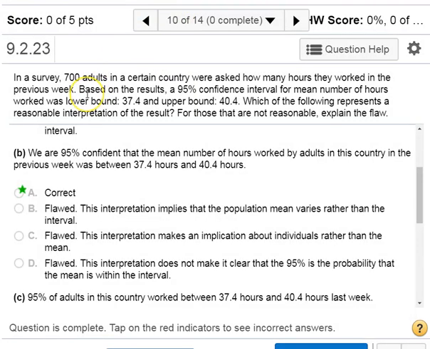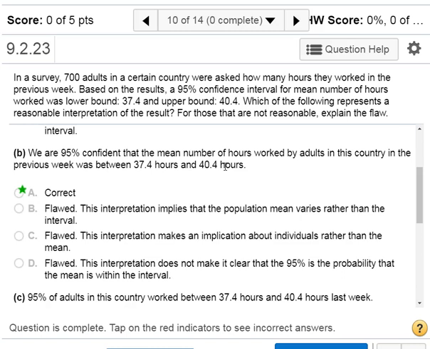Number 10 is about how to properly interpret a confidence interval. For this example, we've surveyed 700 adults in a certain country, and they were asked how many hours they worked in the previous week. Based on those results, we build a 95% confidence interval, and we have our lower and our upper bound. The correct way to interpret that is that we're 95% confident that the mean number of hours worked by adults in this country, so the population mean for everybody in the country, was between our lower and our upper bound.